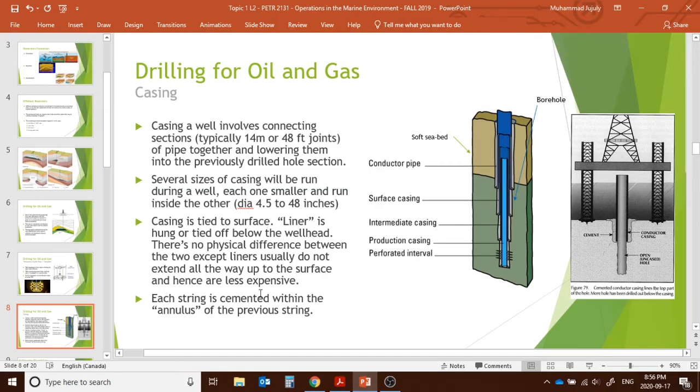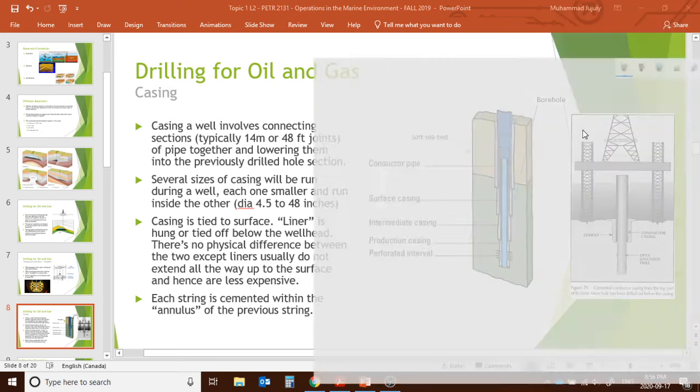So let's go back to our lecture. Now you can see how this casing actually works. The first one, we call it conductor casing or conductor pipe. Casing is a kind of pipe, right? And then the surface casing. So what is the surface casing? Surface casing is something like that.